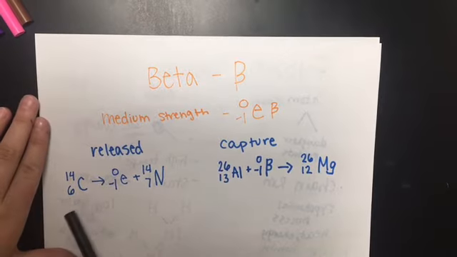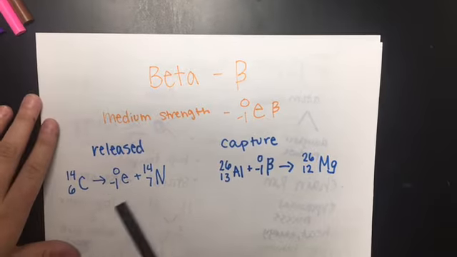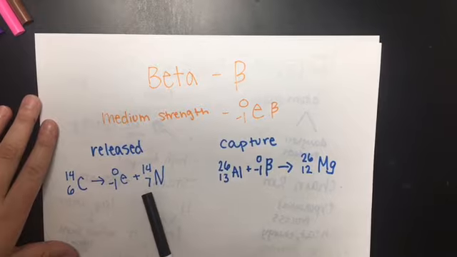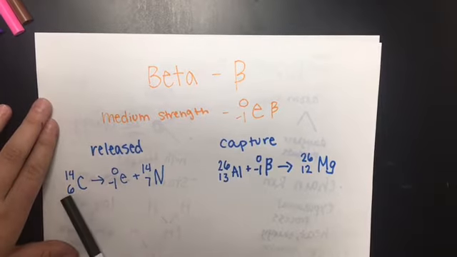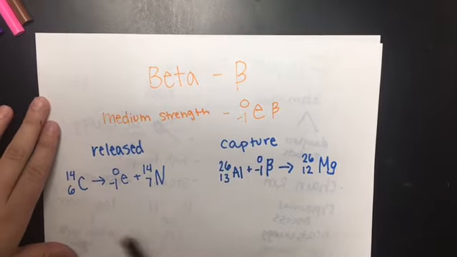So let's take an isotope of carbon. It could release a beta particle, and then it would turn into nitrogen. 14, 14, 6 minus 1, 7. Now that's how you get it equal. 7 minus 1 is 6.